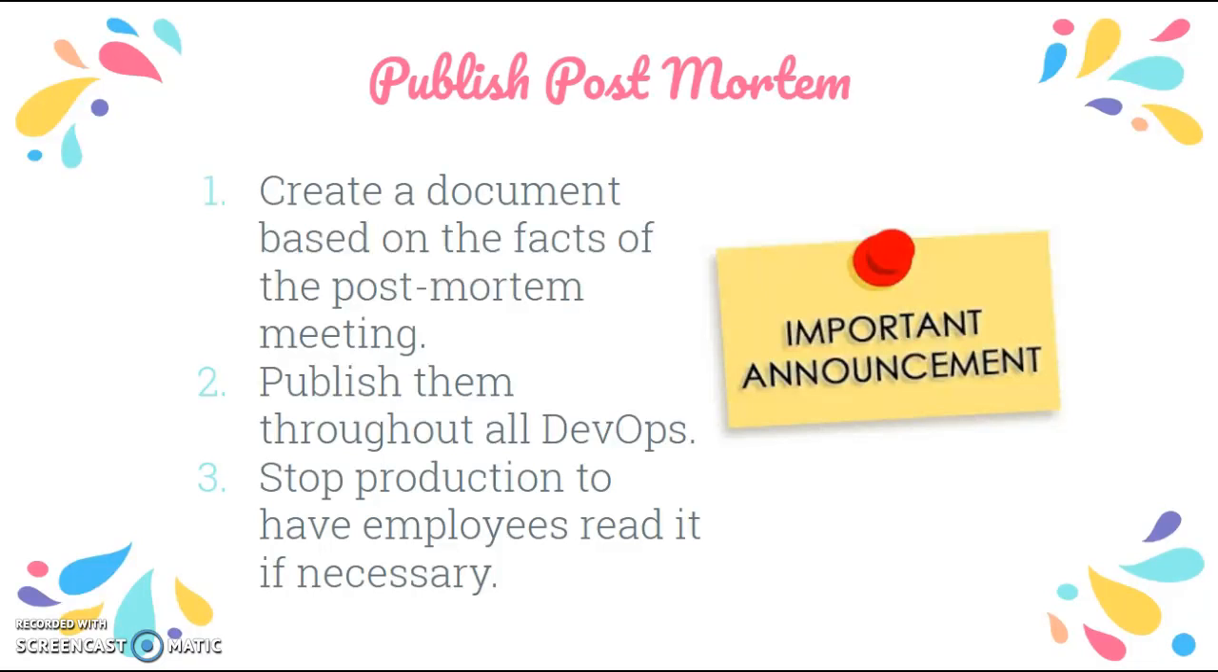So the next step is to publish the postmortem. A few steps to do that: first, create a document based on the facts of the postmortem, then publish it throughout all of DevOps so everyone can see the facts. Once again, it's not about blaming; it's about just what the facts are. What do we need to understand about this incident?